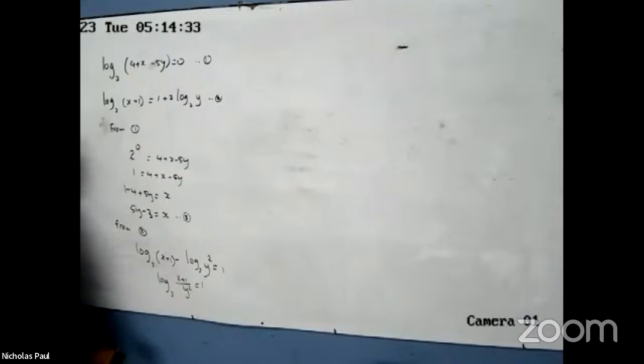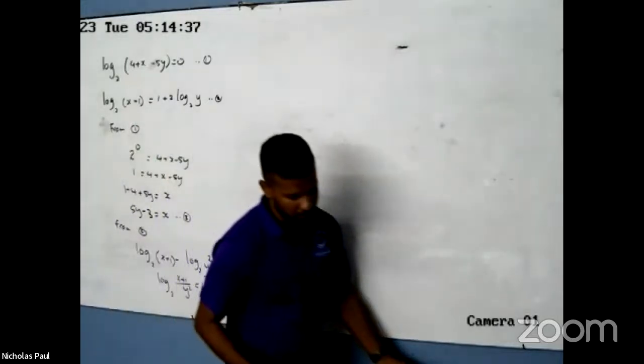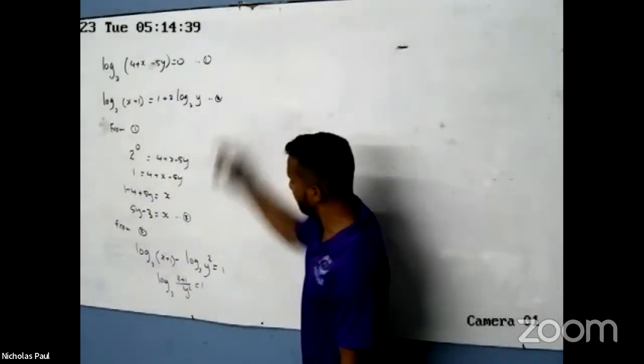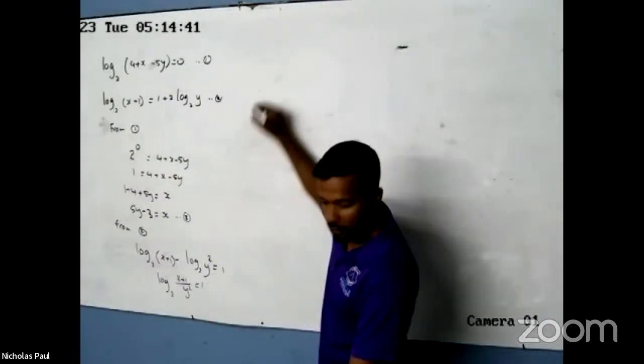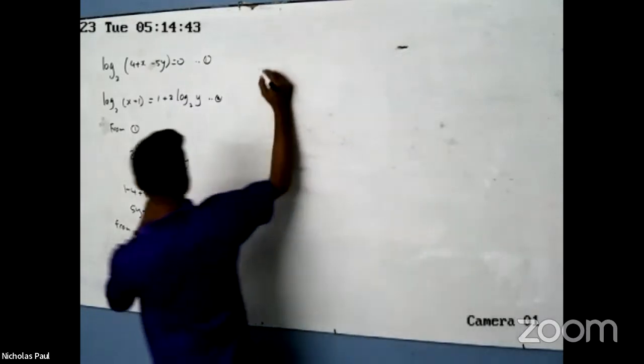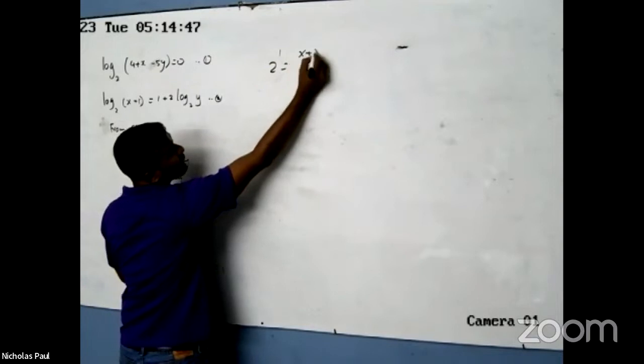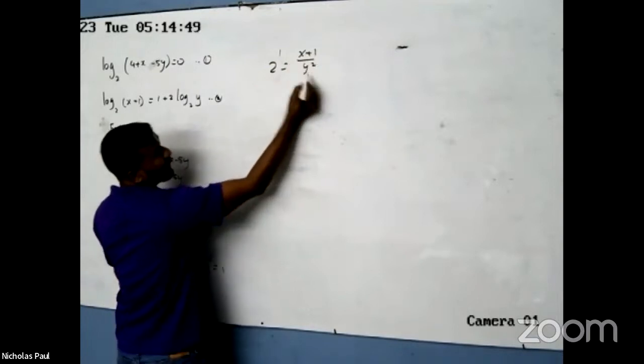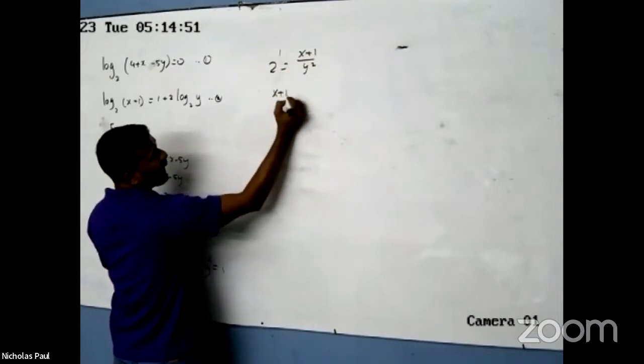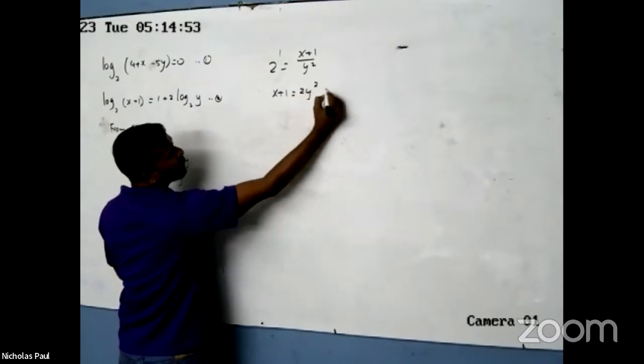Right, nice. And I'm going to convert this to exponential form. So we will end up with 2 to the power 1 is (x plus 1) over y squared. Multiply it out: x plus 1 is equal to 2y squared.